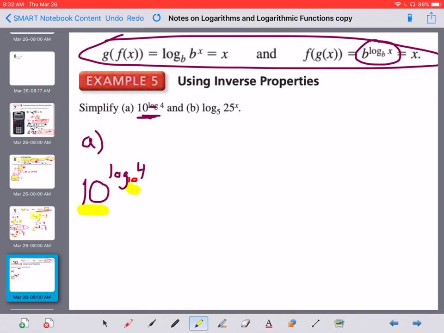So 10, 10. B and B are the same. So that means that if those are the same, then this literally has to equal that number, giving us 4. And that's it. Now let's do B.